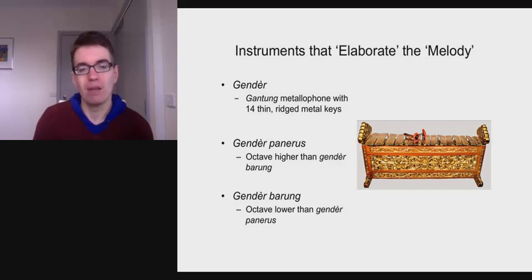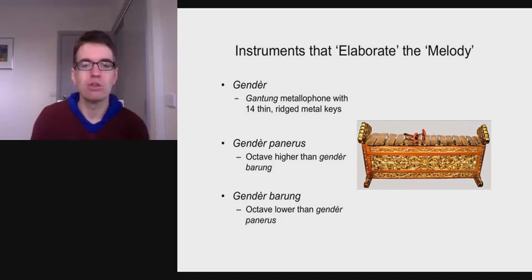But gender has 14 thin ridged metal keys. And it has this number of keys because it's the only kind of metal keyed instrument in a gamelan ensemble that players play with two hands. In the left hand, the player usually plays the melody, whereas they will play elaborating patterns with the right hand.